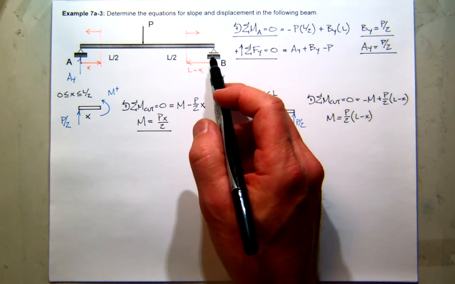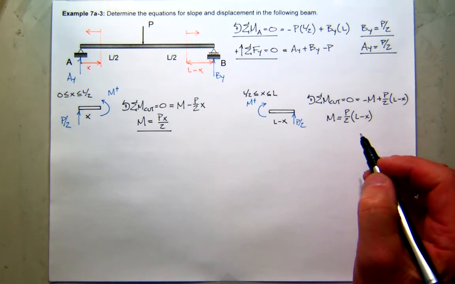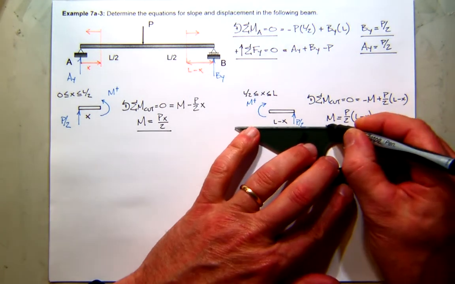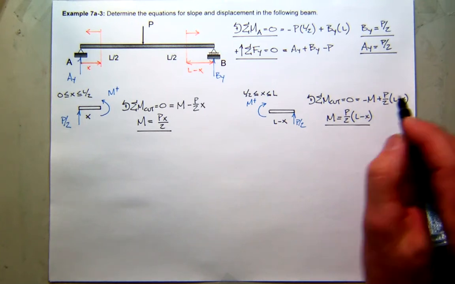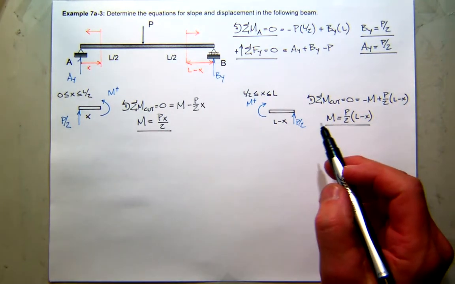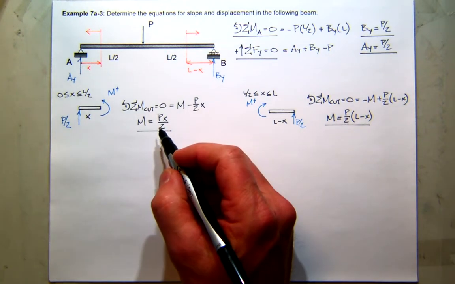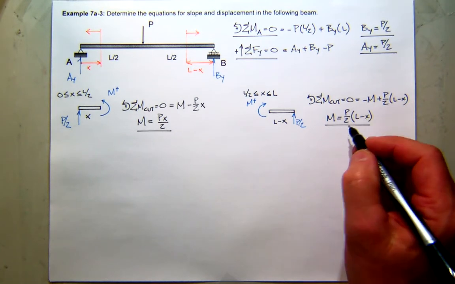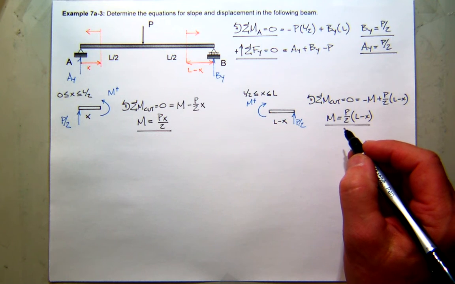At B, right? When X is equal to L, and when you put in X equal to L, again the moment works. Now that I have two moment expressions, can I do another check? Well, these equations share one point in common. Where? L over 2. So if I put an L over 2 here, what do I get? I get PL over 4. And if I put L over 2 here, what do I get? I get PL over 4, so they match. So I feel pretty good that my moment expressions are correct.